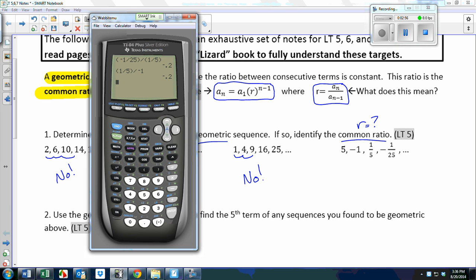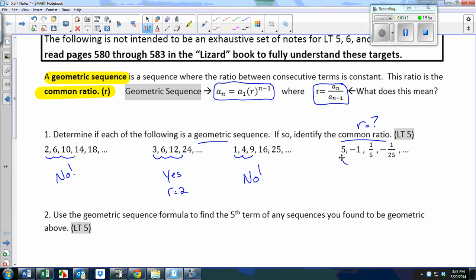It would also be the same common ratio as negative 1 divided by the term in front of it, so negative 1 divided by 5. Yeah, every time we got the same thing that's being multiplied, negative 0.2. If you hit math, enter, it'll turn that into a fraction for you, negative 1/5. So that is to say that the pattern is times negative 1/5, times negative 1/5. So yes, it's geometric, and r is negative 1/5.